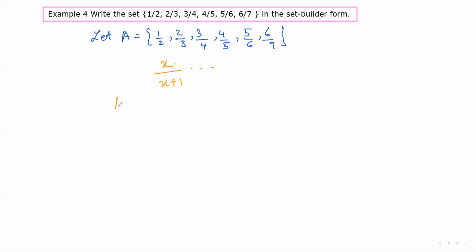So you can say that A is a set of all y such that y can be expressed as a ratio of x upon x plus 1, where x belongs to natural numbers, because x is the numerator. In the numerator, you have 1, 2, 3, 4, 5, and 6. All 6 values are natural numbers, and your x is less than or equal to 6. It cannot have any value which is greater than 6.